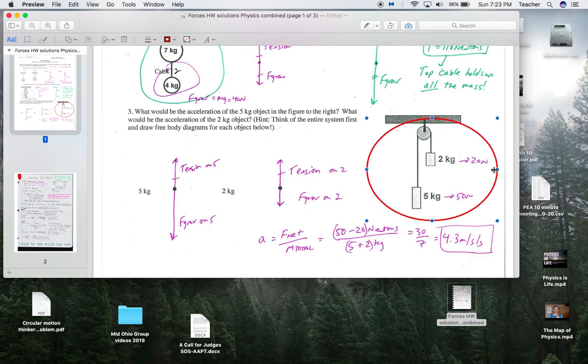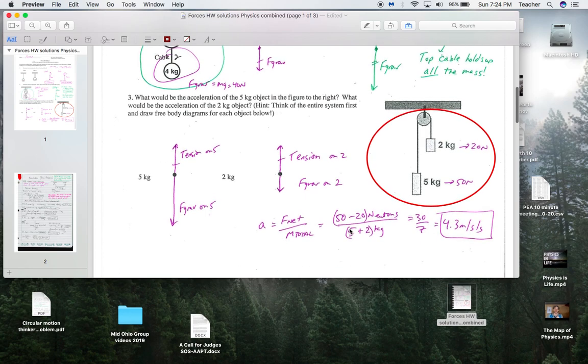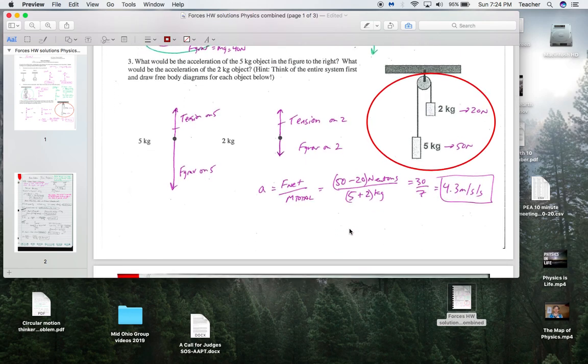If this is my system, everything in red, then I've got a total mass of 7 kilograms. 50 newtons is causing it to want to accelerate down on the left and up on the right. 20 newtons is acting down on the right, but will be pulling up on the left. So my net force is going to be 30 newtons over 7 kilograms, that would give me 4.7 or 4.3 meters per second squared.